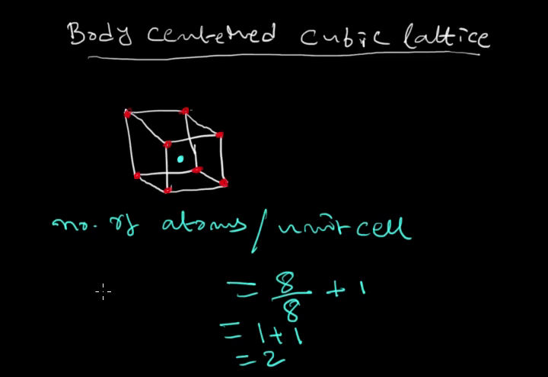So we have discussed 3 types of unit cell. The first one is simple cubic, and the number of atoms per simple unit cell is 1. The second one is face centered, and the number of atoms per unit cell is 4. And the number of atoms per unit cell in body centered cubic lattice is 2.